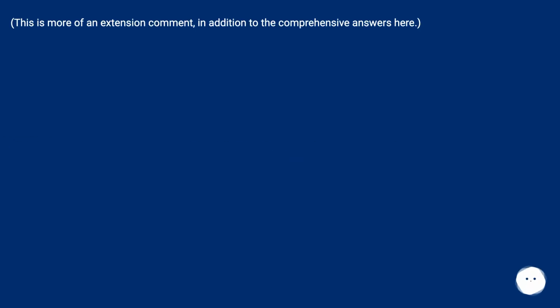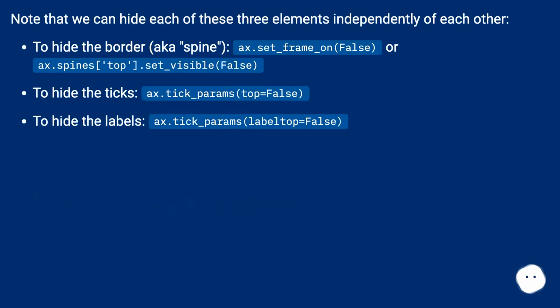This is more of an extension comment in addition to the comprehensive answers here. Note that we can hide each of these three elements independently of each other. To hide the border, aka spine: ax.set_frame_on(False), or ax.spines['top'].set_visible(False). To hide the ticks: ax.tick_params(top=False). To hide the labels: ax.tick_params(labeltop=False).